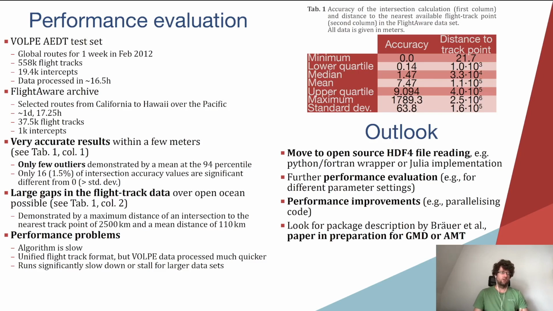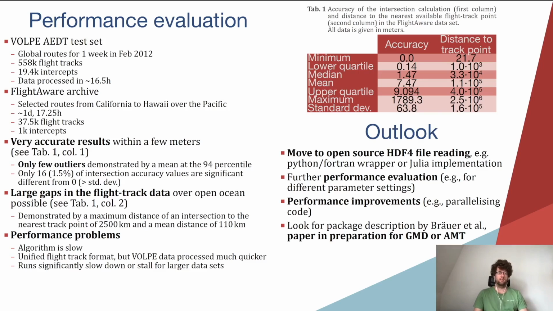So we took a much smaller dataset from the FlightAware archive, where we had 37,500 selected flight tracks over the Pacific, and we found about 1,000 intercept points. To our surprise, the processing was even slower and took more than twice as long. So we are really puzzled here why the algorithm is so slow and why it is dependent on the data source. It shouldn't be, as the data is stored in a unified format.